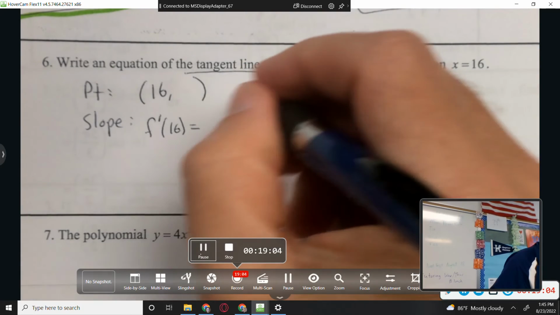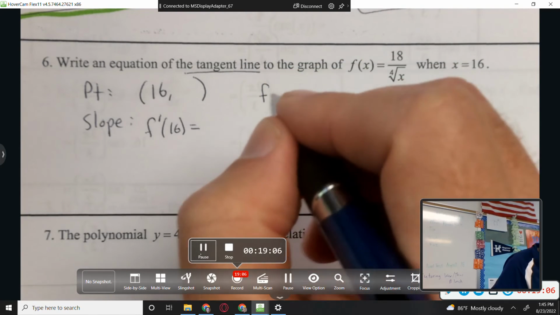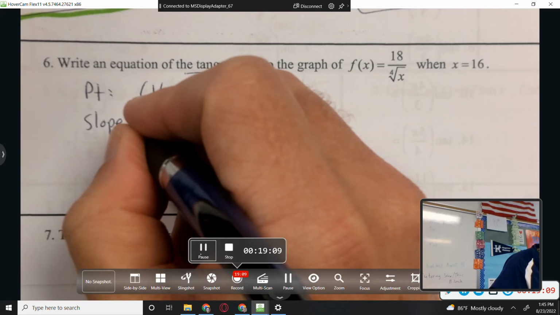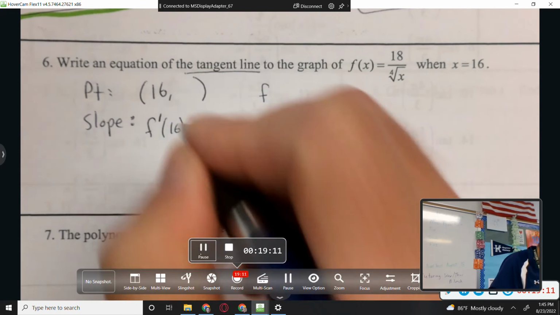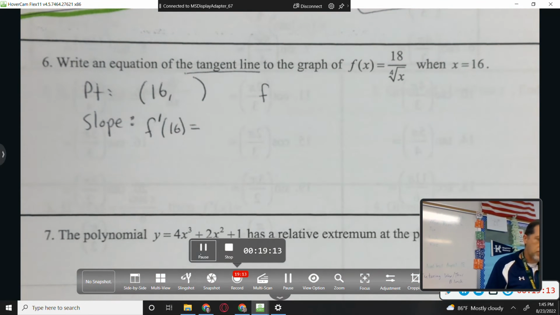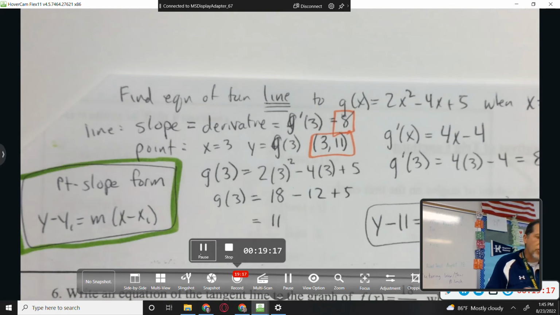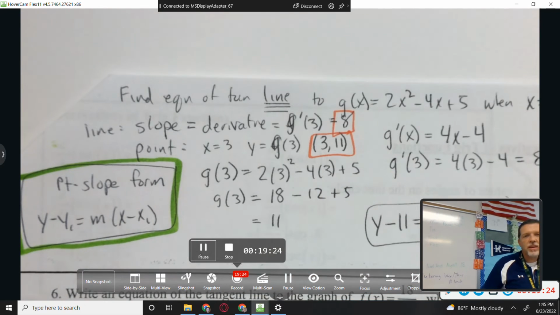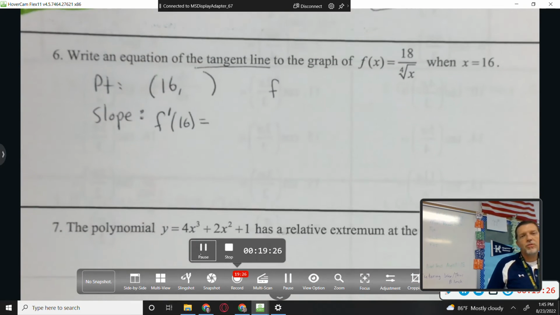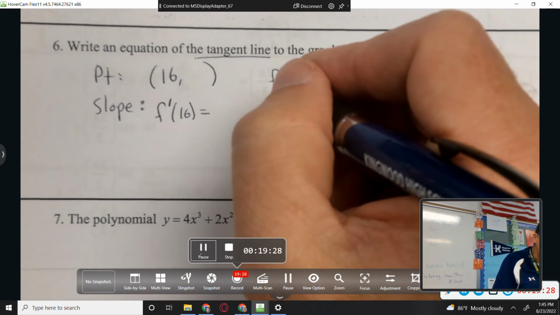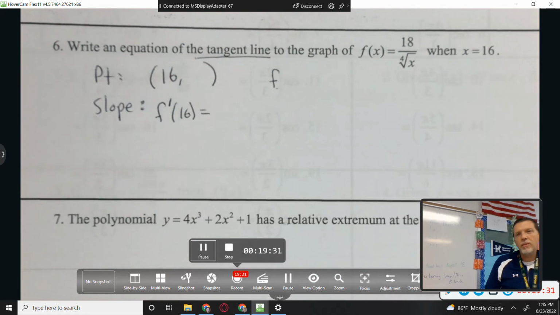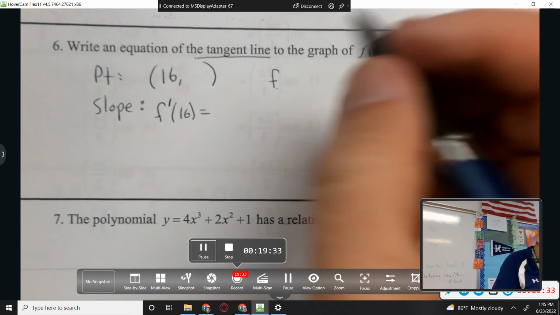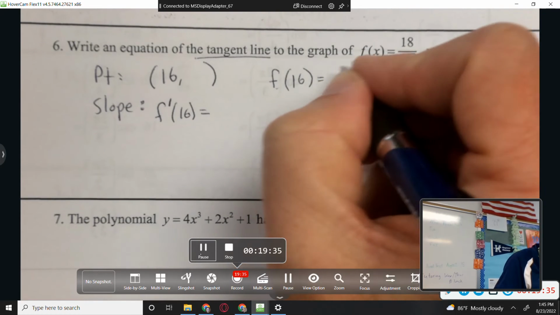Did you mean to write slope for f prime? Yeah, because the slope is f prime at 16. But at the last one we did regular g. Not for slope. That was g prime. The point was g, but the slope is g prime. And that's an important difference the whole way through. The point is the function value. The slope is the f prime value, the derivative value. Oh, okay.